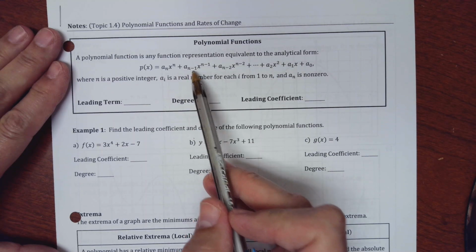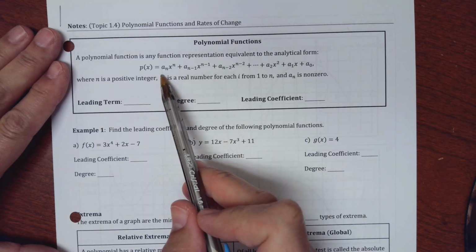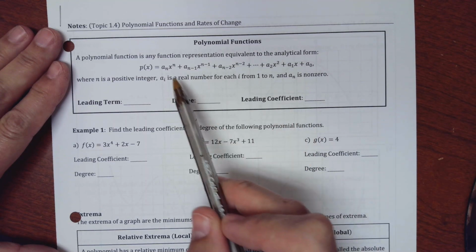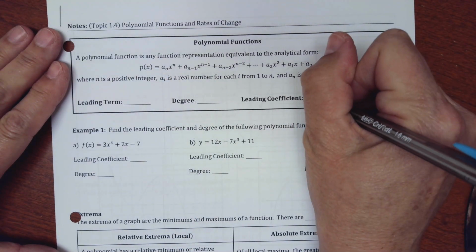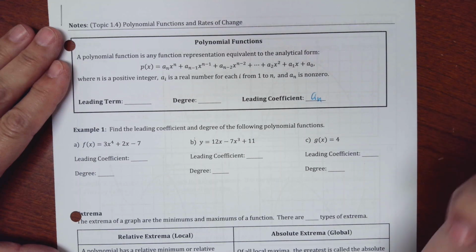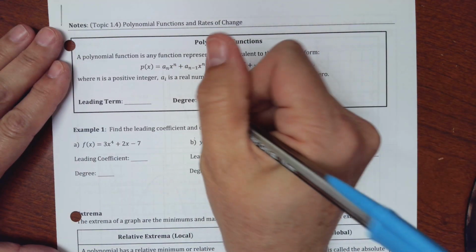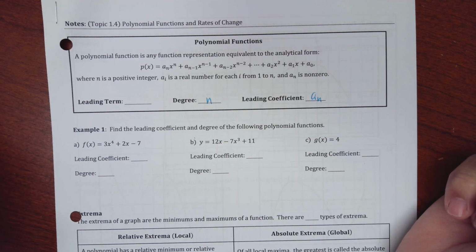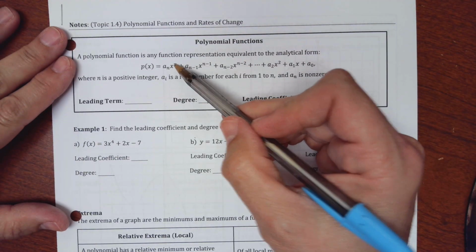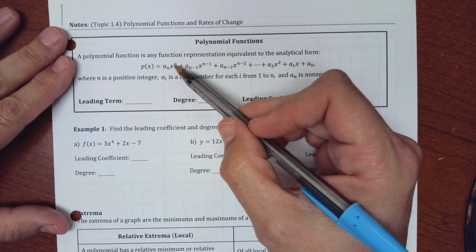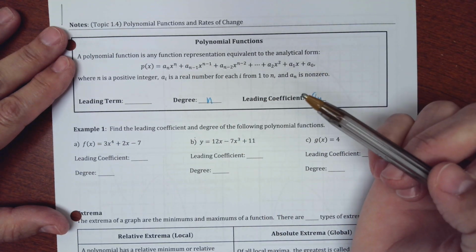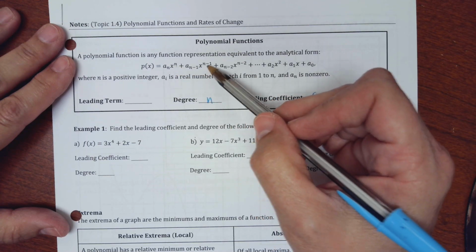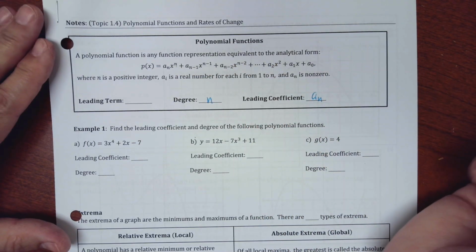This a sub n minus 1, a sub n minus 2, those are the coefficients of the terms, all right? And so the leading coefficient is a sub n, and then the degree is your n right there. Now remember, your degree has to be a whole number. It can't be a negative exponent. You can't have fractions or decimals up there. You have to have a whole number. And if this is 5, then that's 4, 3, 2, and so forth, like that.